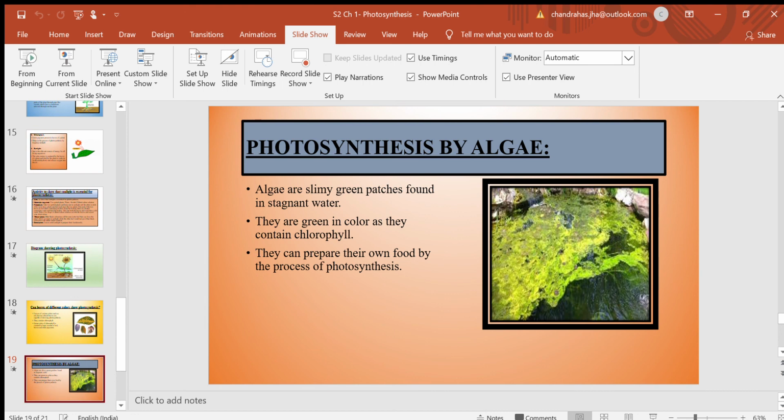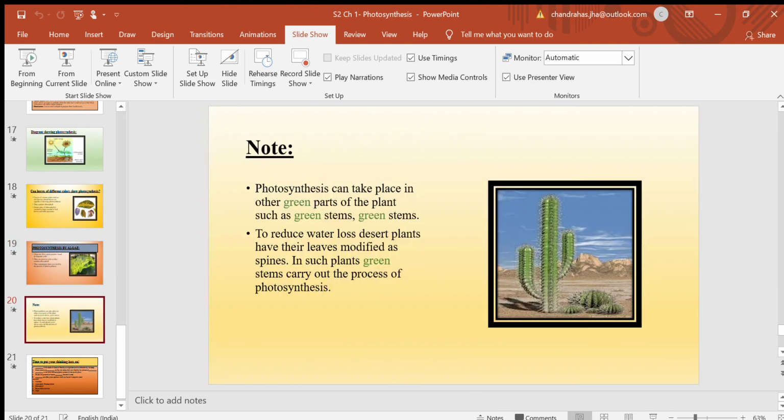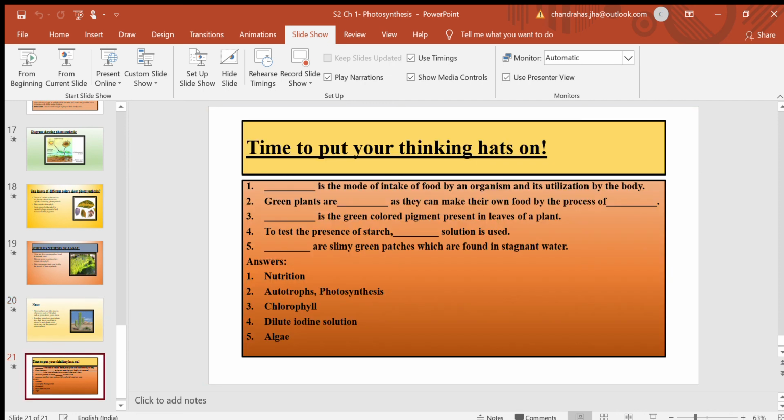Photosynthesis by algae. Algae are slimy green patches found in stagnant water. They are green in color as they contain chlorophyll. They can prepare their own food by the process of photosynthesis. Note: photosynthesis can take place in other green parts of the plant such as green stems. To reduce water loss, desert plants have their leaves modified as spines. In such plants, green stems carry out the process of photosynthesis.